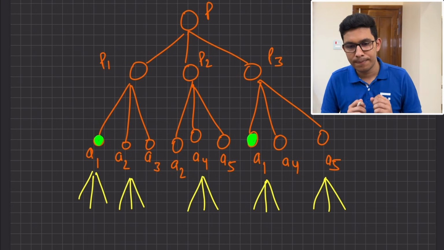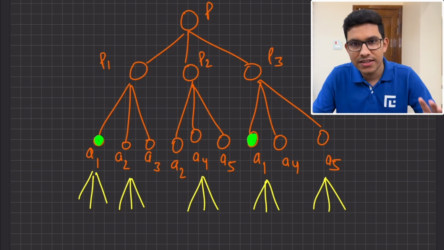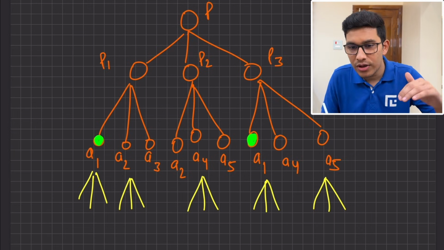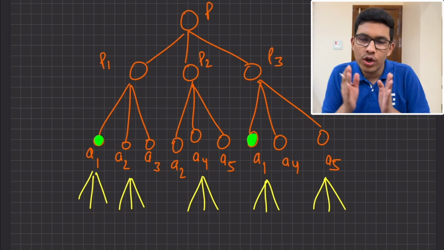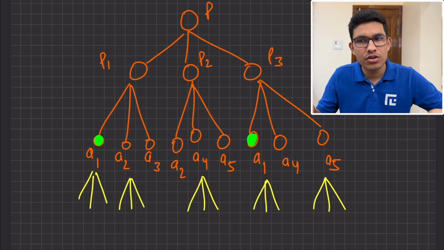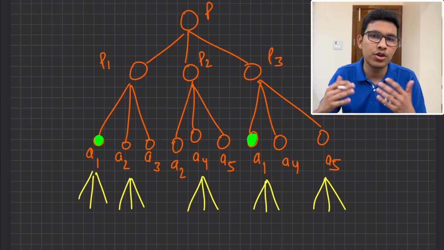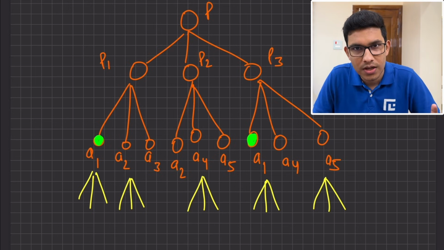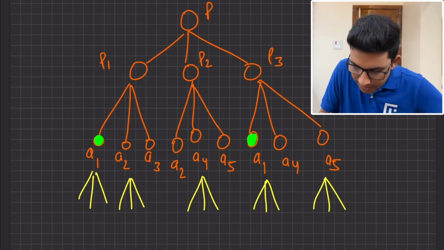So now think about it. You did some work to find out the answer for A1 and this A1 is being calculated again at some other place. Would you want to calculate this A1 again? The answer is no. You would want to somehow store the answer for A1 somewhere and then use it every single time it is required. Got it? So this is the idea behind dynamic programming.